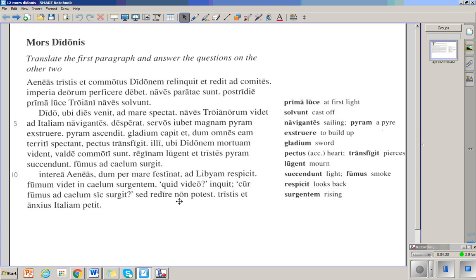Sed redire non potest, but he is not able, non potest, but he is not able, redire, to return, tristis et anxius, sad and anxious, Italiam petit, he seeks Italy.